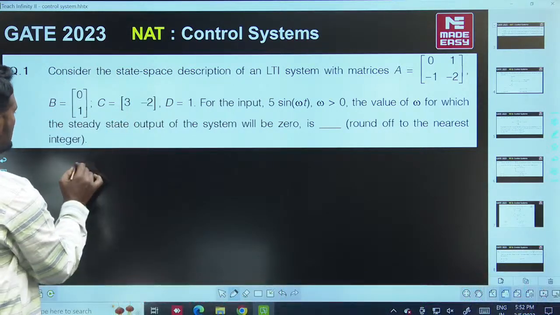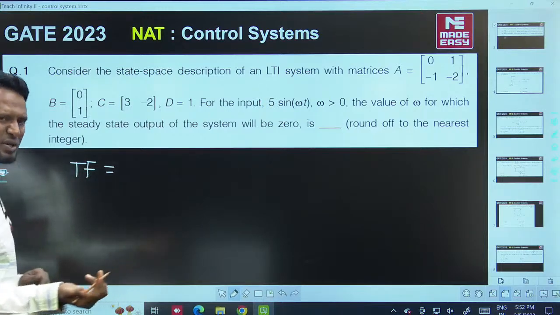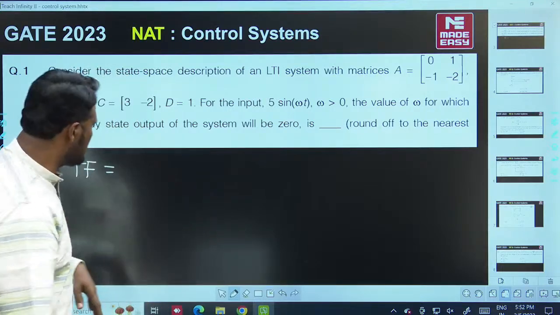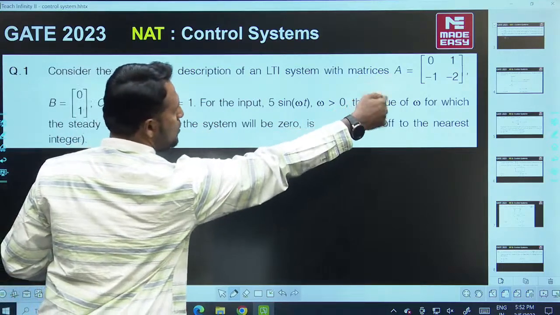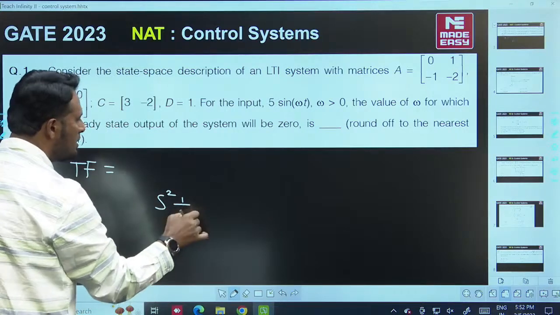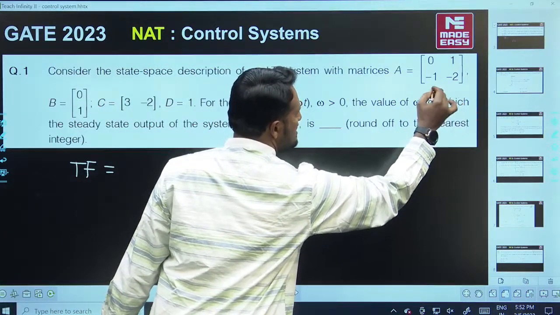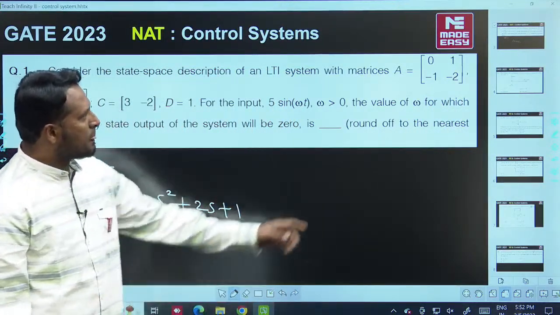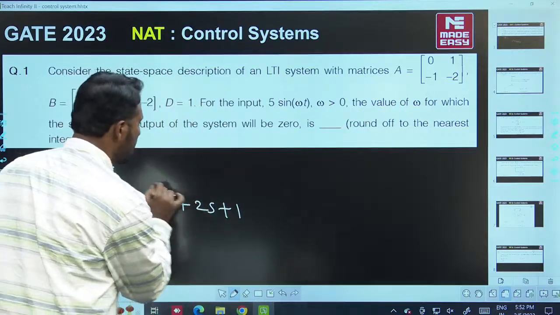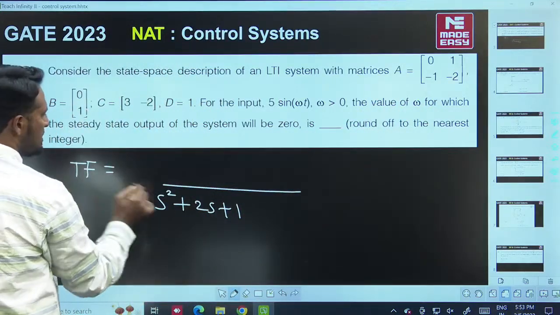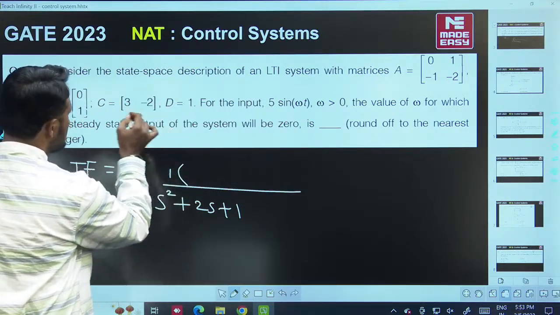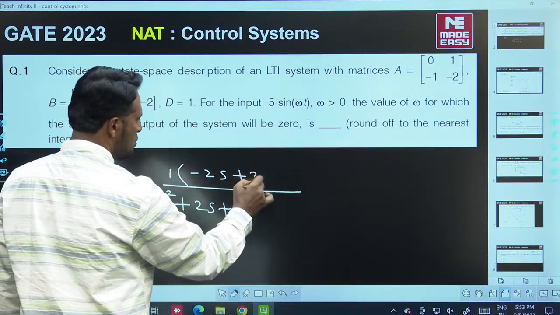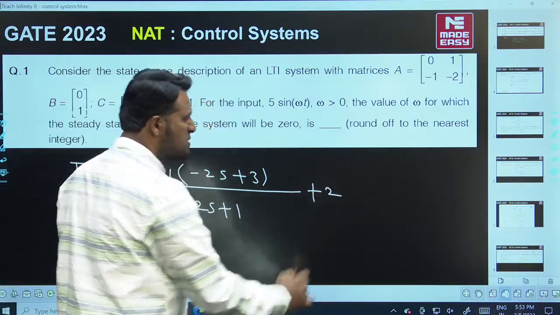First of all, finding the transfer function of this system, we can directly write the transfer function. Though there is a formula of C (sI minus A) inverse B plus D, that's a waste of time. This is in controllable form, so we can write the transfer function directly. For the denominator, S square, take the coefficients in this direction and write them in the reverse direction with opposite sign. Then the B value becomes the gain of the system. Then take the C matrix coefficients and write them in the reverse direction: minus 2s plus 3, and D is plus 2.